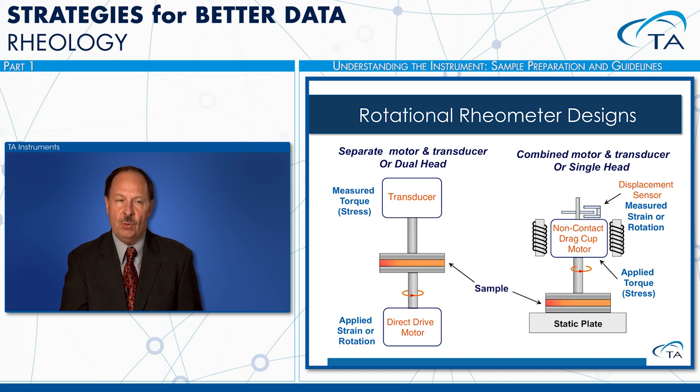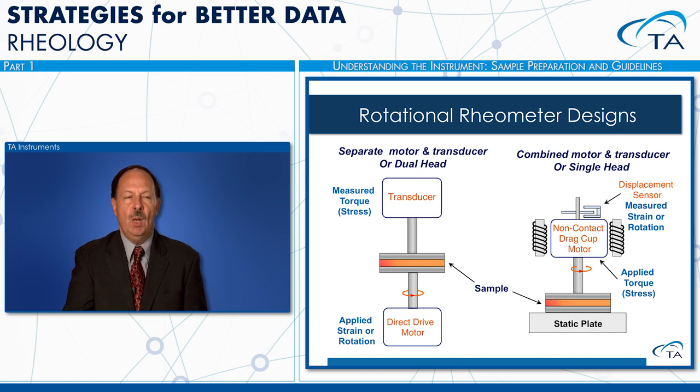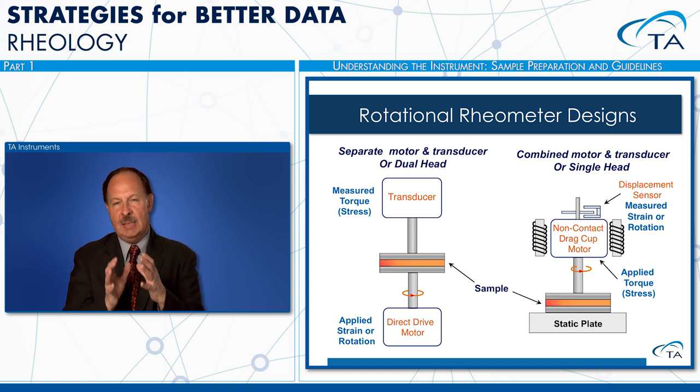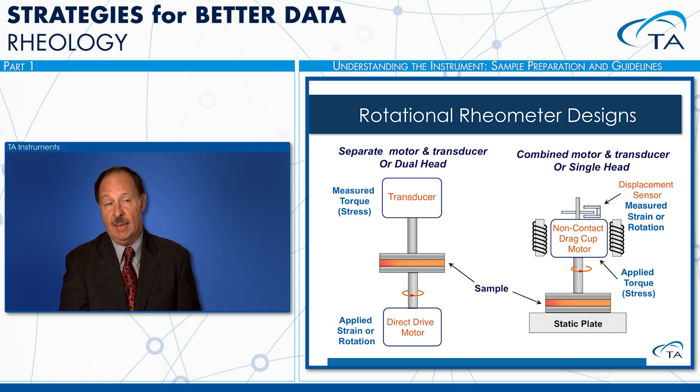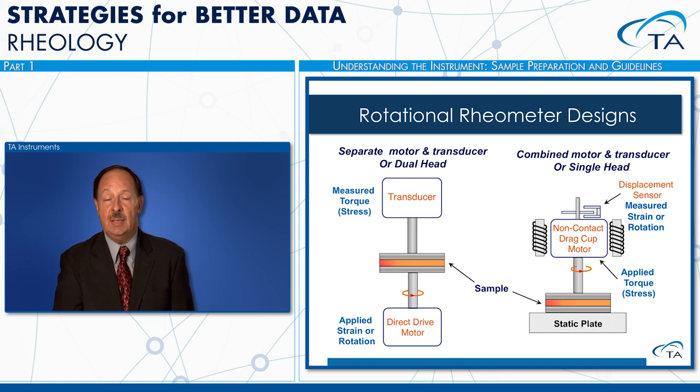And the transducer measures the torque, and we have what we call a force rebalance transducer, which measures the amount of power that's needed to keep this upper plate, in this case it's a plate, it can also be a bob if you're doing concentric cylinder testing, it could be a cone, stationary. This measures the torque that is being transmitted through the sample. The other type of instrument that we have, and this is the design for the DHR rheometers, is the combined motor and transducer design, also called the single head, where everything is happening up here.